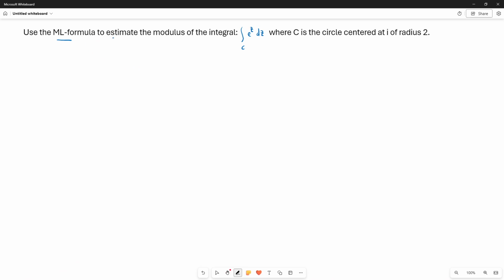Use the ML formula to estimate the modulus of the integral of e to the z dz along a contour C, where C is the circle centered at i of radius 2. So if we have a contour integral, then the ML formula says that the modulus of the contour integral is less than or equal to M times L, where the modulus of f is less than or equal to M on the curve, and L is the length of the curve.